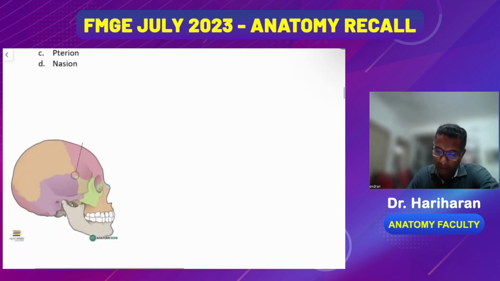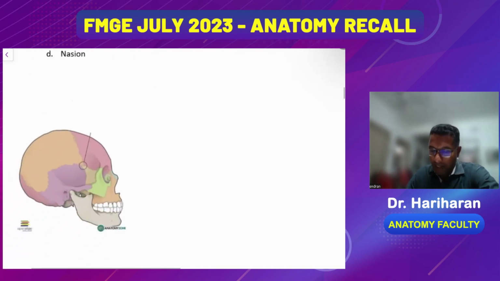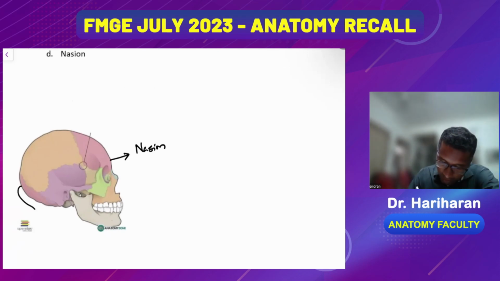If you take the skull, the anterior portion where the two superciliary notches meet is called the nasion. And the posterior most part of the skull, where there is an external occipital protuberance, the most prominent part of the external occipital protuberance is called the inion.